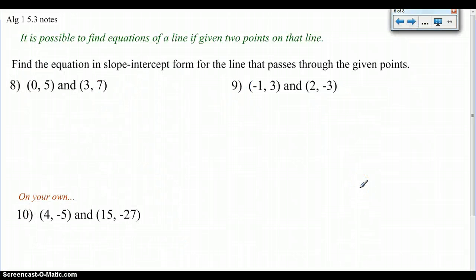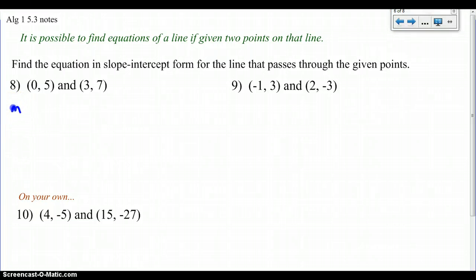Okay, on 8 through 10, these are actually somewhat similar to the graph. The difference is we're just given 2 points. This will take a little bit of extra work because we have to find, again, the 2 pieces of information. So let's start on number 8. We need to find the slope and then the y-intercept.